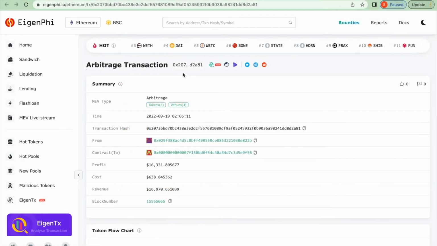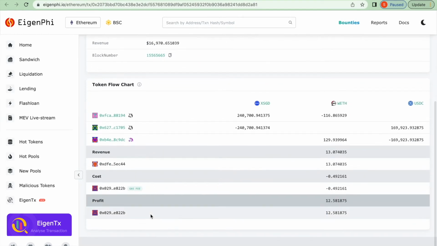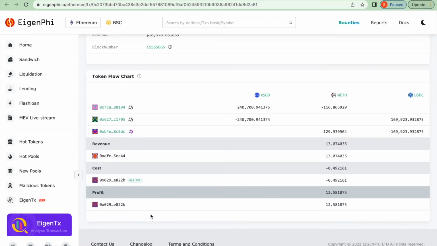Everyone. Today's introduction is on how a flash boy makes a profit of $16,000 on one single arbitrage transaction. If you search for this transaction on our website, you'll get detailed information like profit, cost, and revenue. Under the token flow chart below, we'll show you the balance of the tokens when they flow between different addresses.